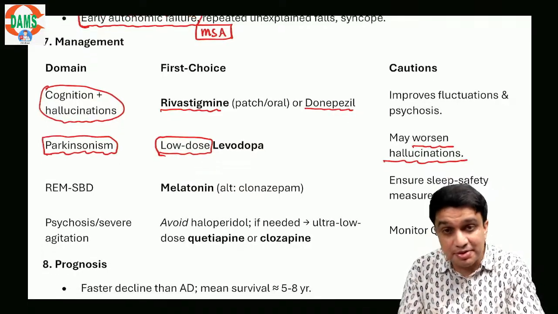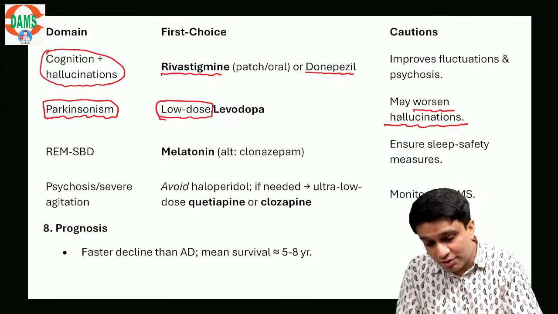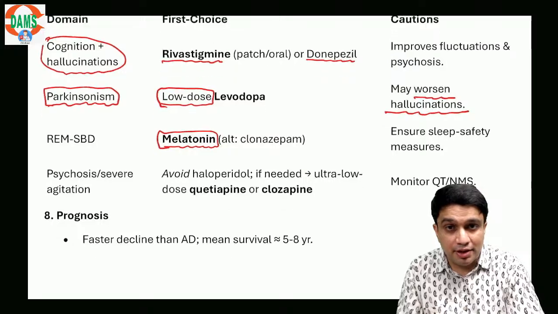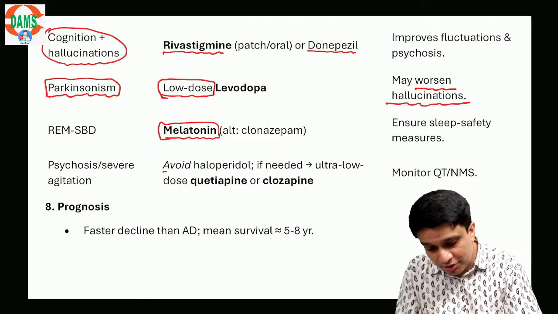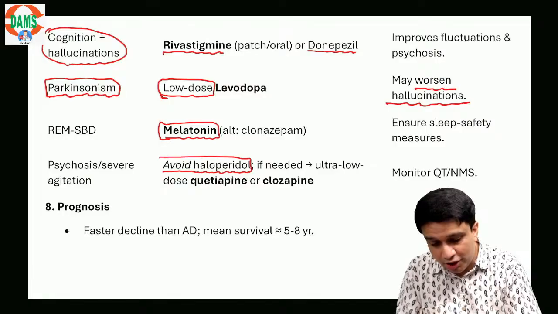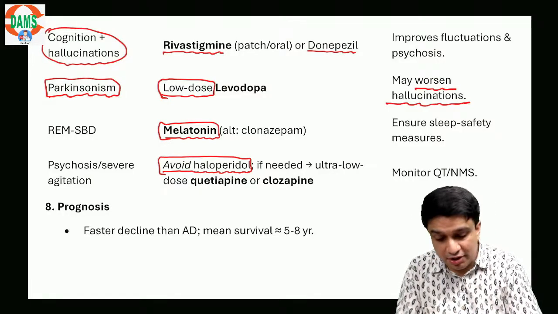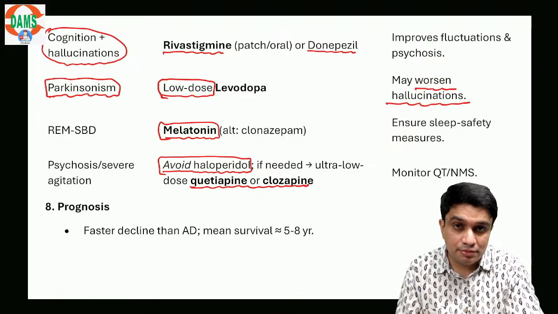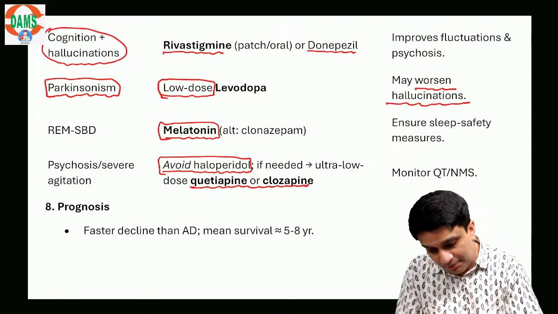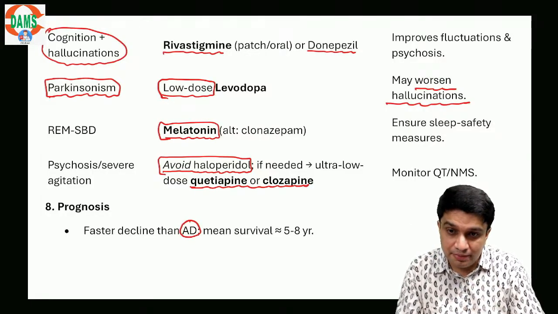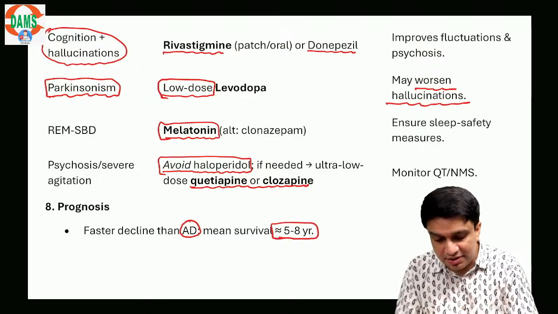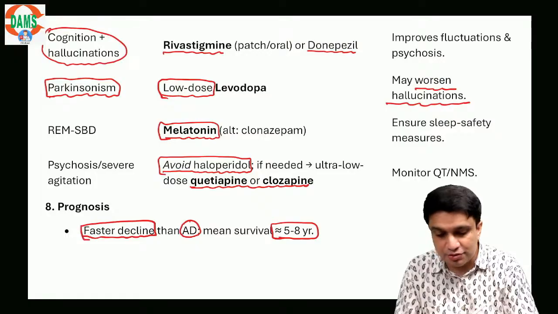What about the REM sleep behavioral disorder? Melatonin is good advice for the patient. For treating agitation and psychosis in them, avoid haloperidol. We need to give quetiapine and clozapine to the patient. And please remember, as compared to Alzheimer's disease, another brother of this neurodegenerative family, the mean survival is just 5 to 8 years. That means they have a faster decline as far as the prognosis is concerned.